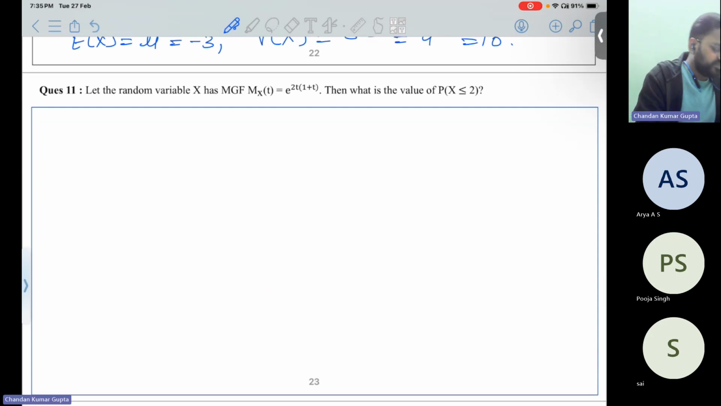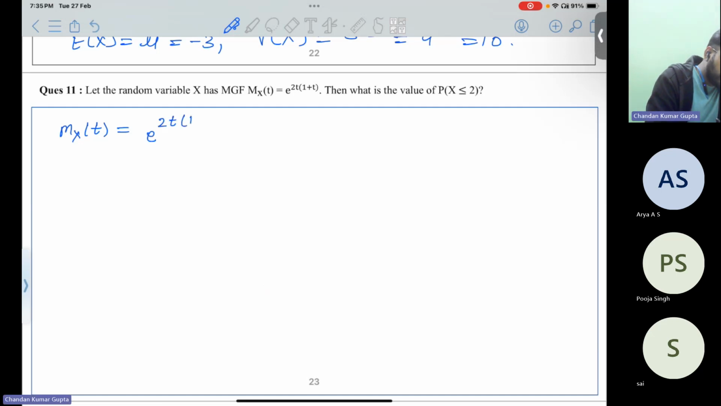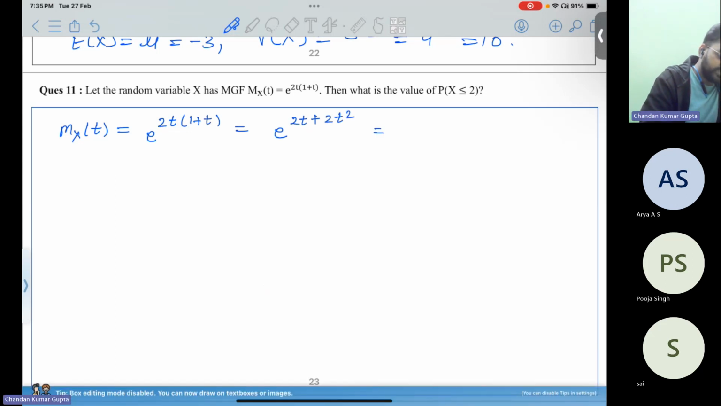Now question number 11 is: x has MGF of this. Okay, we are given the MGF of random variable x, which is equal to e to the power 2t plus 2t square, which is also written like this.